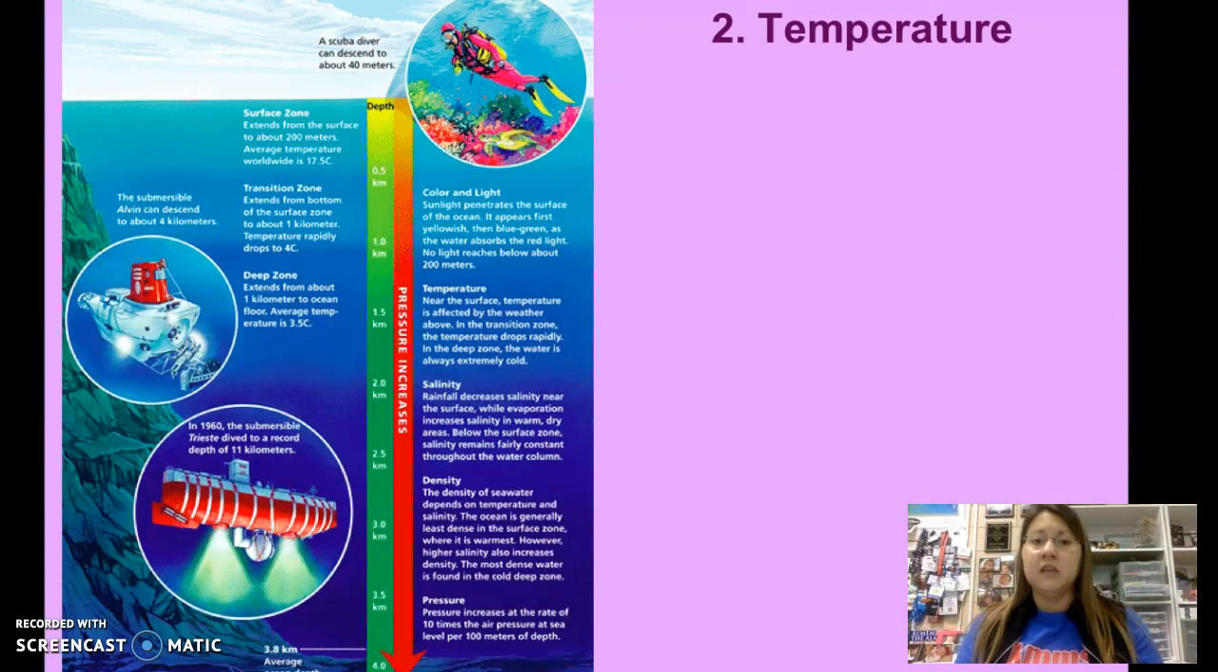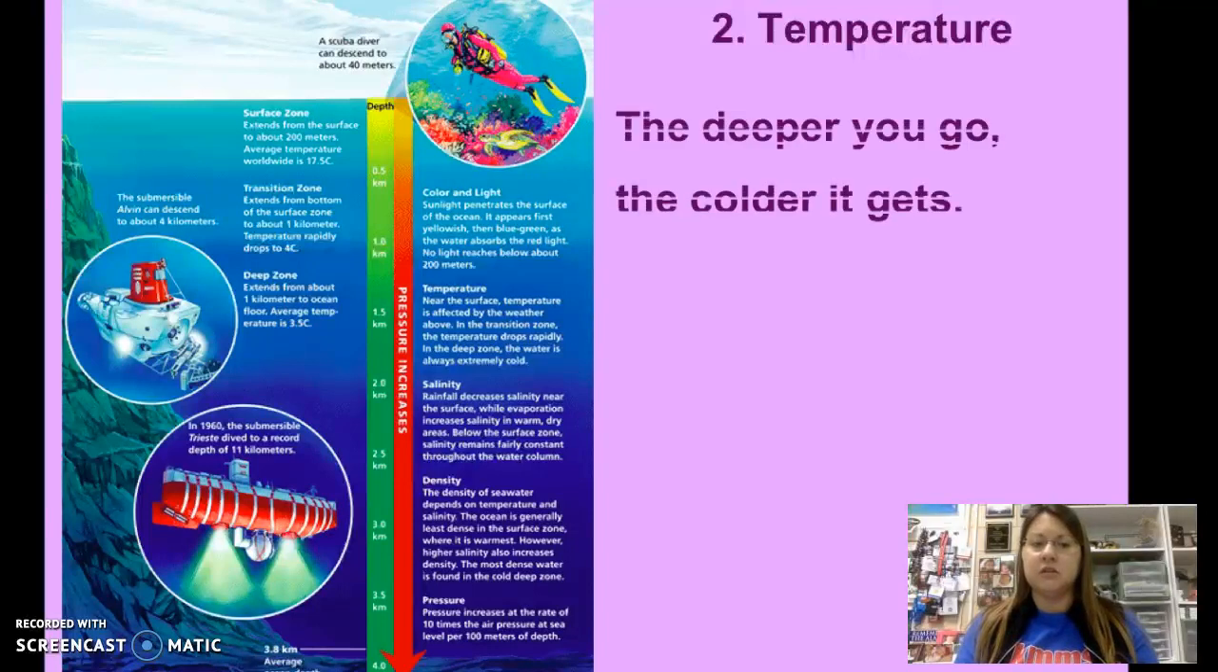The second one is temperature. As you go further down in the ocean, a couple of things happen. One, it's going to get darker because there's not as much access to sunlight. At about 200 meters, you're not going to experience any more light. Not that you would be swimming down to 200 meters, but we're looking at the different properties of the ocean. As you go further down, it gets colder and darker, colder and darker. The pressure also increases as well.